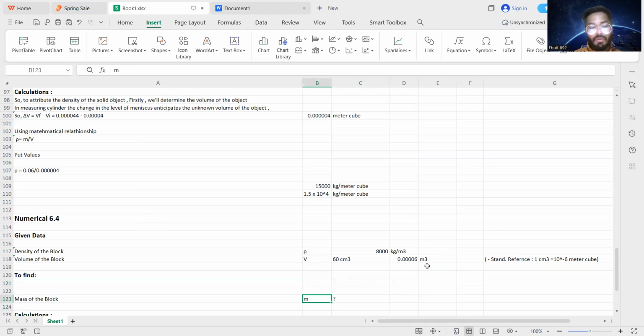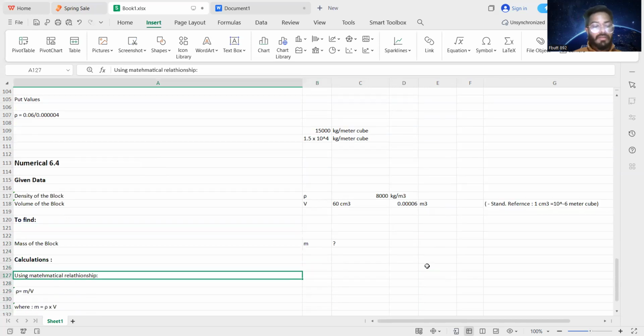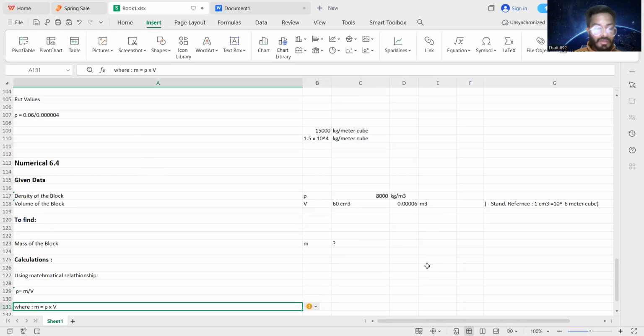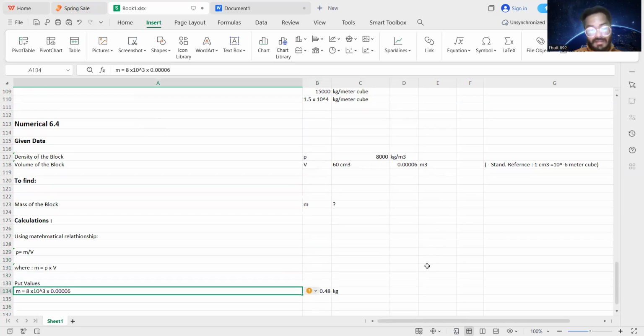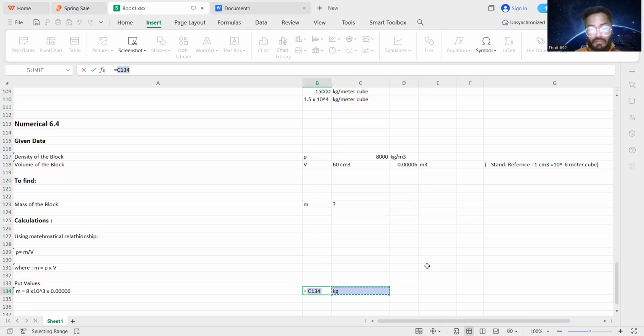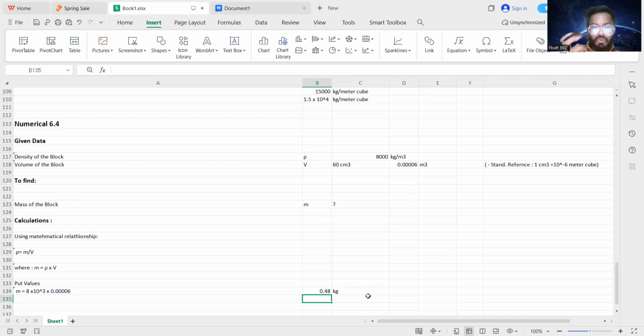So to calculate the mass of the block, which is denoted by the symbol small m, we use the mathematical relationship: density is equal to mass divided by volume, where mass is equal to density times volume. By putting the values of density and volume of the object, we get the mass, which is 0.48 kilogram, the total quantity of matter of that particular block about which the examiner is asking to calculate the mass.